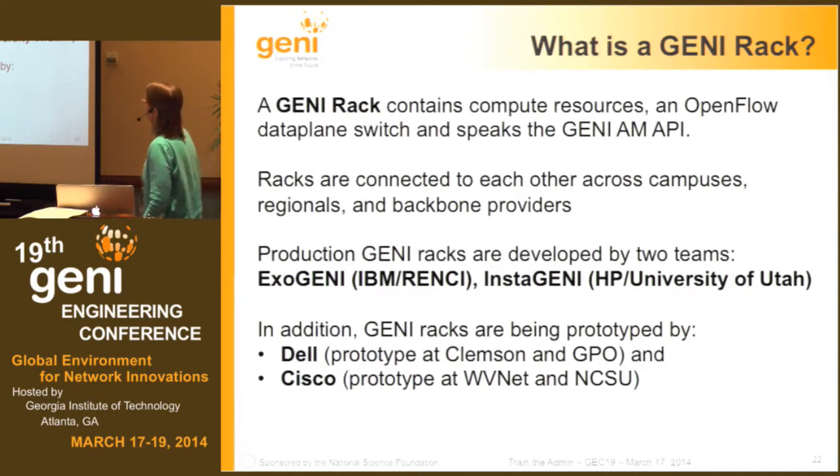Right, and so then what is a GENI rack? People talk a lot about GENI racks, but we don't really narrow it down very often. So a GENI rack contains both compute resources and an OpenFlow data plane switch, and it speaks the AM API. I'm pretty sure that anything that satisfies those three requirements would be considered a rack. It's also obviously in a physical rack. And those racks are put in a campus. That campus pipes things across a regional and then through a backbone provider. And I already said who the two teams were.